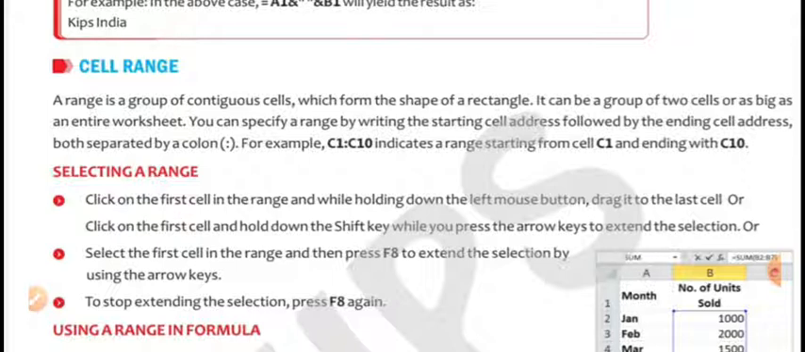Next, one more thing you can do. Select the first cell in the range and then press F8 to extend the selection by using the arrow keys. And last, how do you stop it? To stop it, you have to press F8 again. So these are the steps to select a range. That's why I told you at the start of my lecture that you will understand this lesson when you have your book in your hand. So keep your book with you, or just watch this video very carefully.